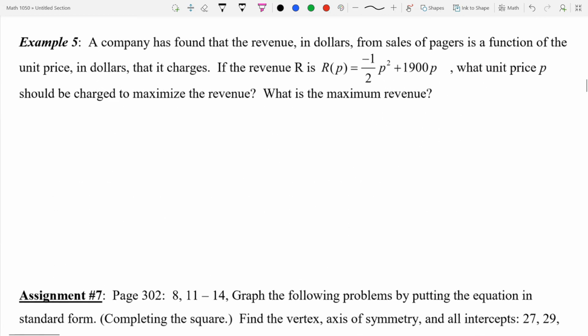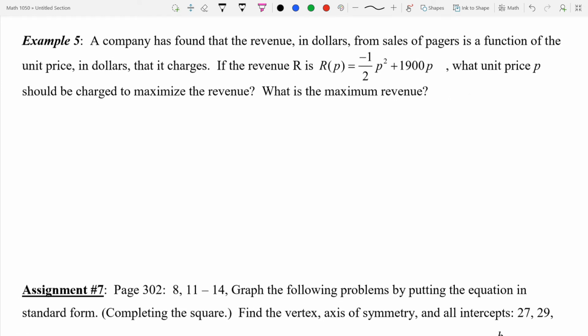And we're going to go right here to 5, because I feel like everybody pretty much understands. A company has found that the revenue in dollars from the sale of pagers is a function of the unit price that it charges. If the revenue R is given by this equation, what unit price should be charged to maximize the revenue? What is the maximum revenue?